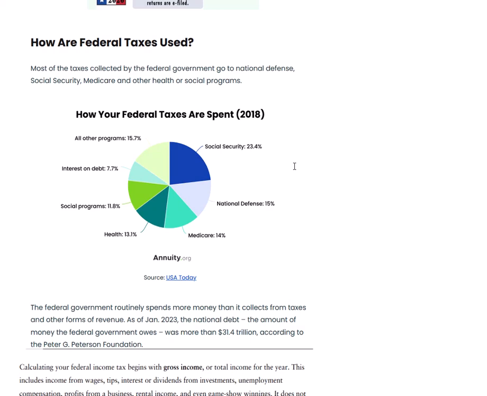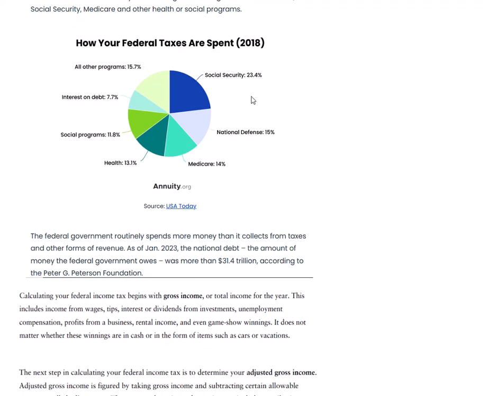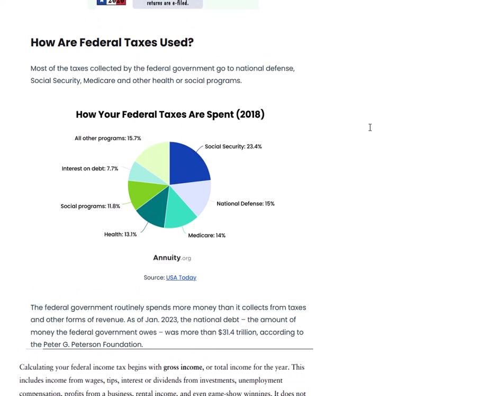Next, I have a circle graph or a pie chart about how federal income taxes are used. This was from the year 2018. It talks about Social Security, National Defense, Medicare, health, social programs, interest on our national debt, other programs, which might include our national forests, our national parks, our interstate highway system. There are lots of things that our federal taxes are used for.